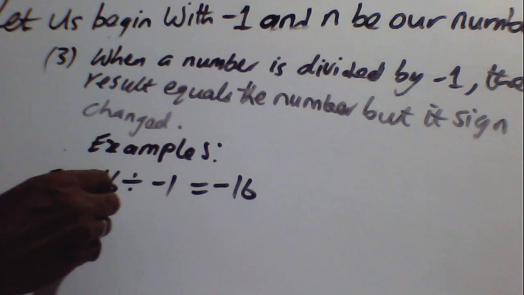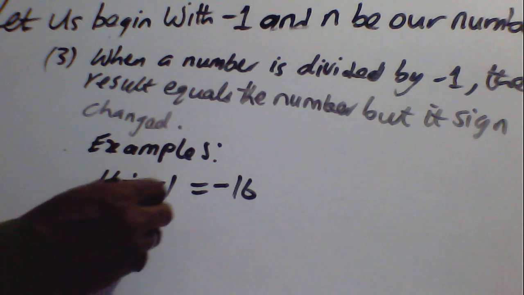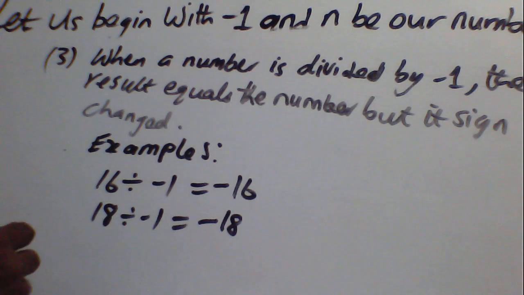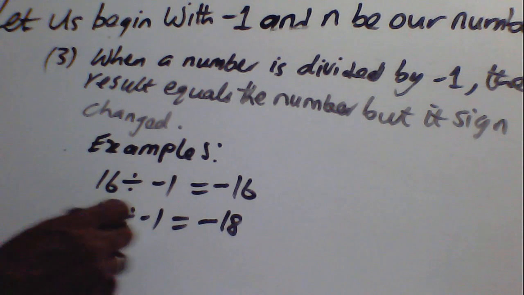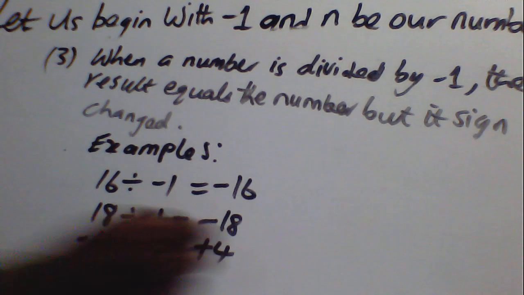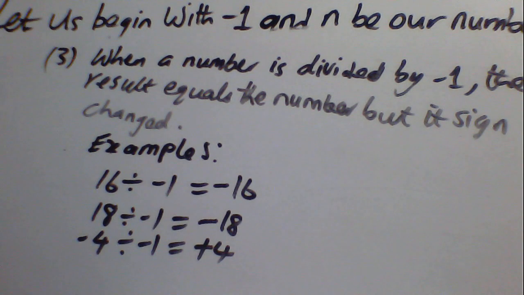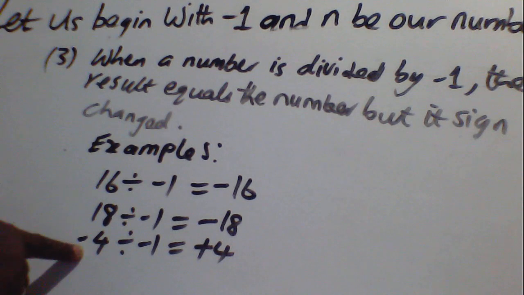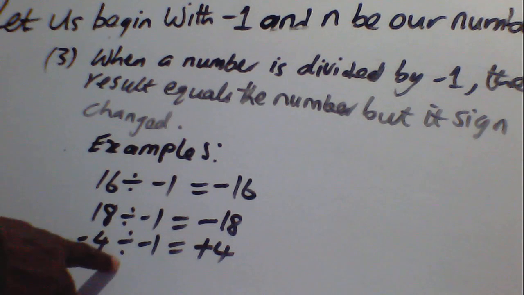Another is plus 18 divided by minus 1. The result will be equal to minus 18. Is it not? Minus 4 divided by minus 1. The result will be plus 4. That is what it is all about. It's equal to the number, but then its sign changes from minus to plus when it is divided by minus 1.